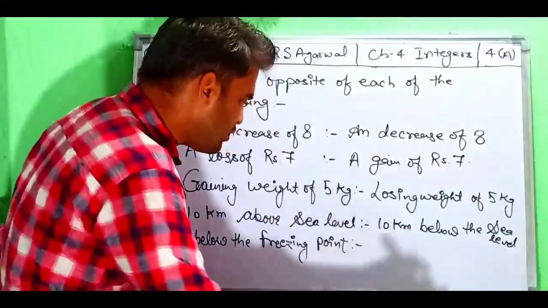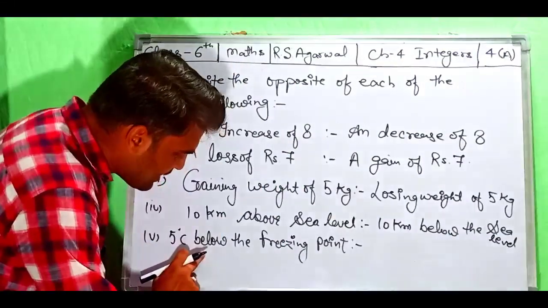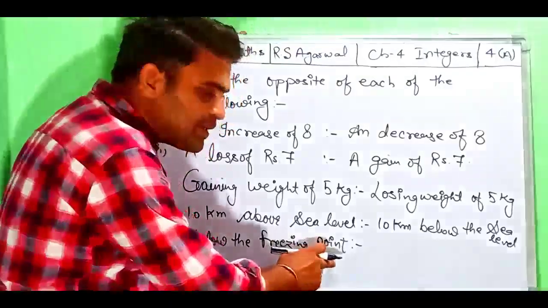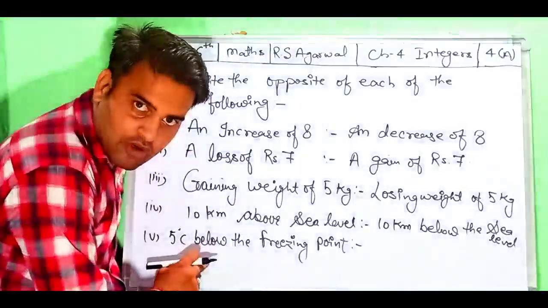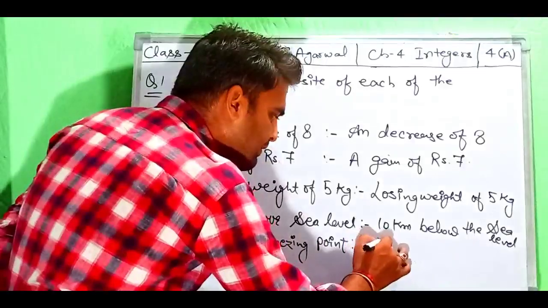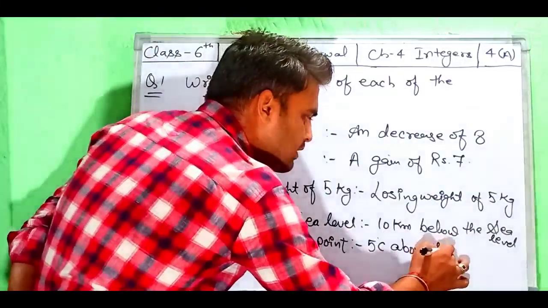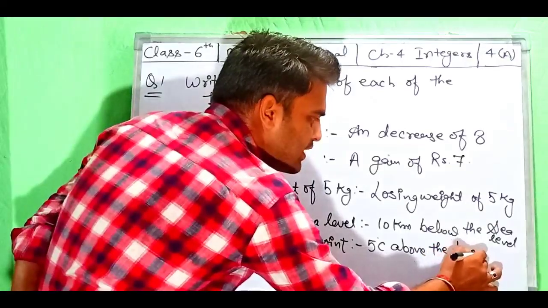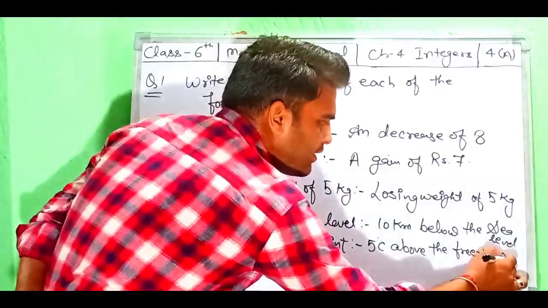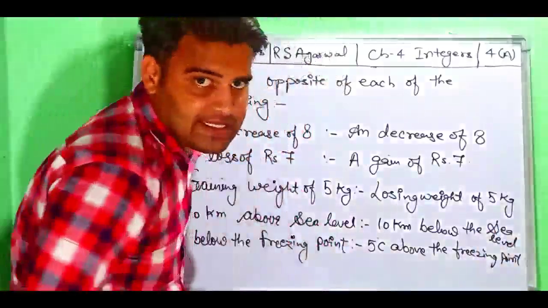Just a simple answer. Look at the next question. 5 degrees Celsius below the freezing point. Then what is the opposite of below? Above. So that is the answer: 5 degrees Celsius above the freezing point. Just a simple answer.